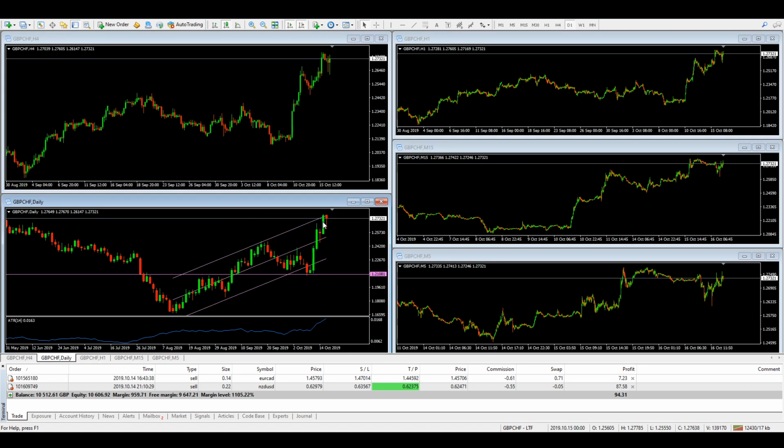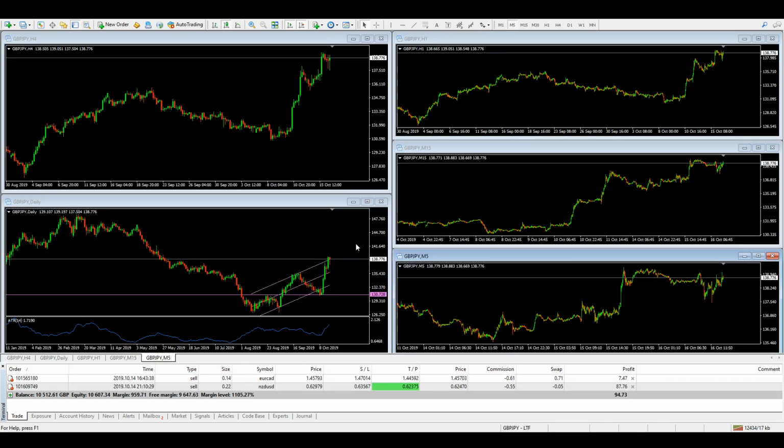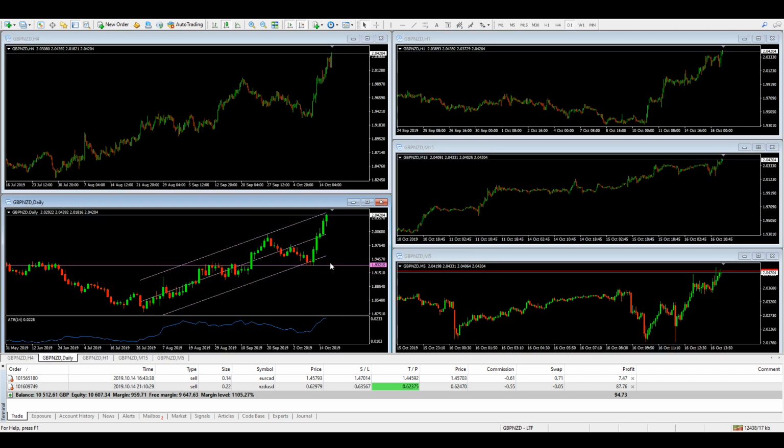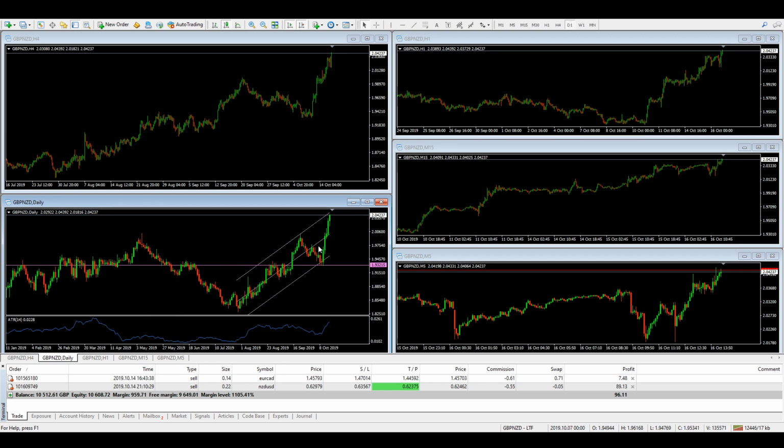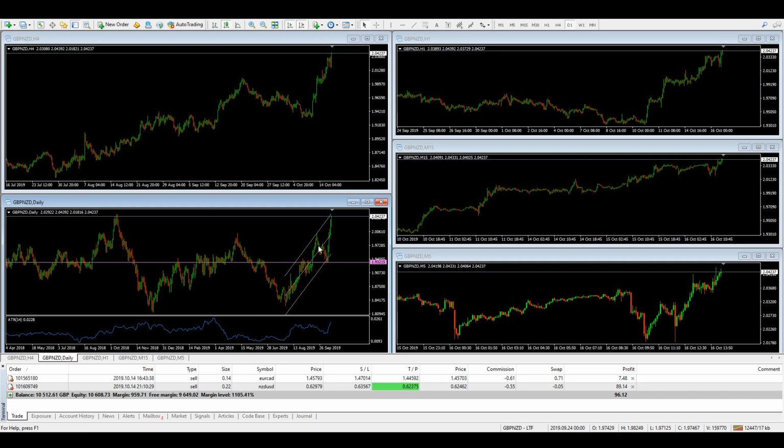Same here, GBP CHF, won't labour the point. This needs to find value, pull back to allow for long positions. Same here, GBP JPY needs to find value. I want to see this come back, pull back and find support. GBP NZD, same again. Pound strength is really seeing these going to overbought or oversold positions at the moment.